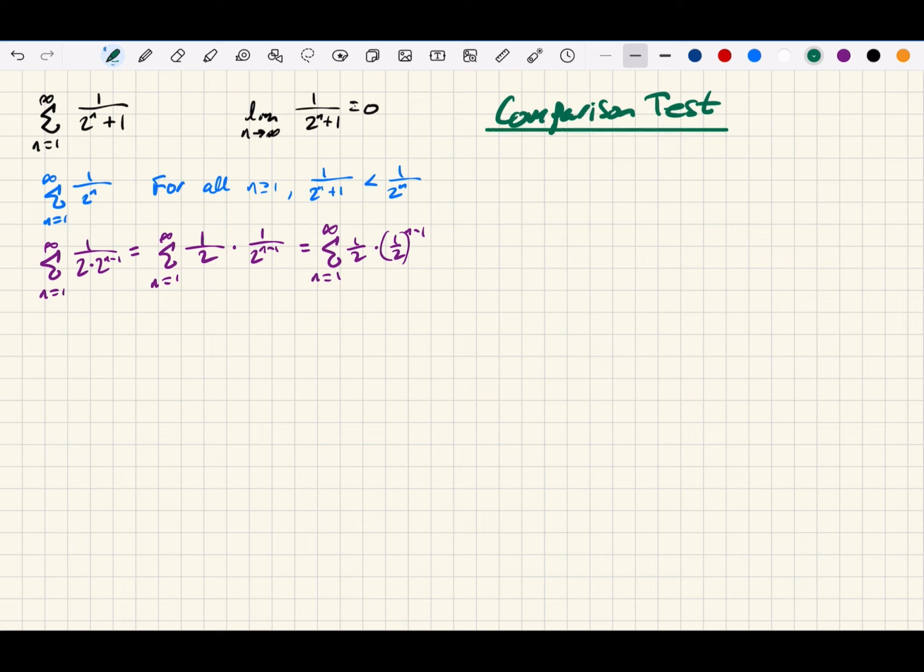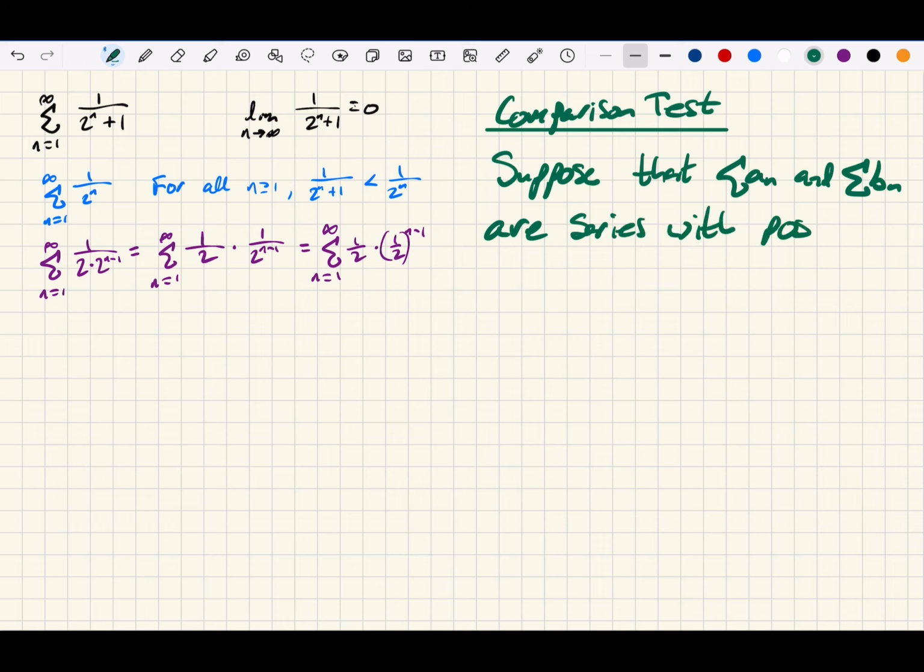The comparison test says, suppose that a series that has the terms a sub n and a series that has the terms b sub n are series with positive terms. Okay, so again, this is one of those conditions that we have to remember. And again, I don't remember them, so I always make sure that I have some sort of a reference handy.